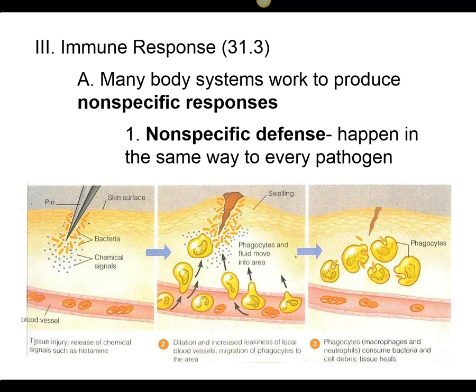So the immune response: what does our body do when we get infected with some sort of pathogen? There's two main categories of the way our body responds. We have non-specific, which means it's going to respond the exact same way no matter what sort of pathogen, in this case a bacteria, enters our body. So when you get cut, things can enter into our body, in this case bacteria.